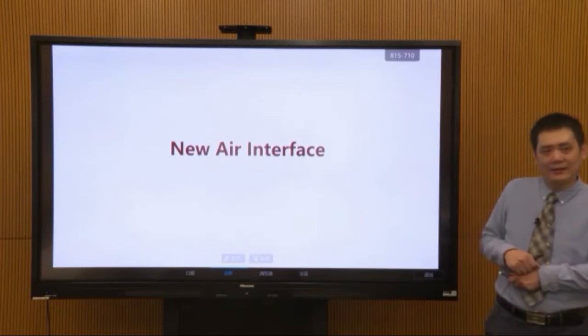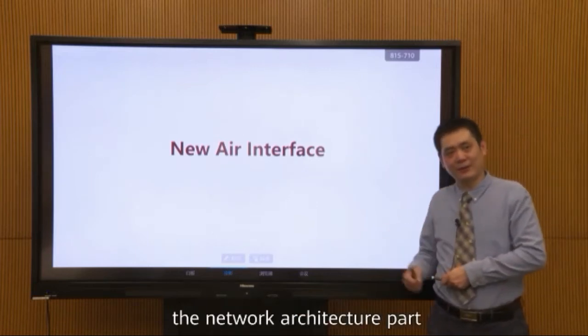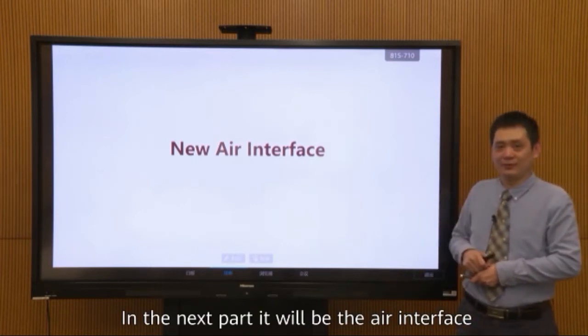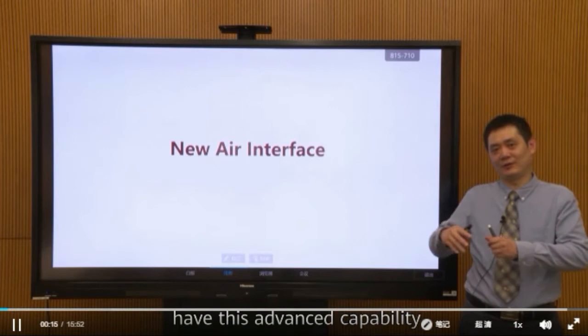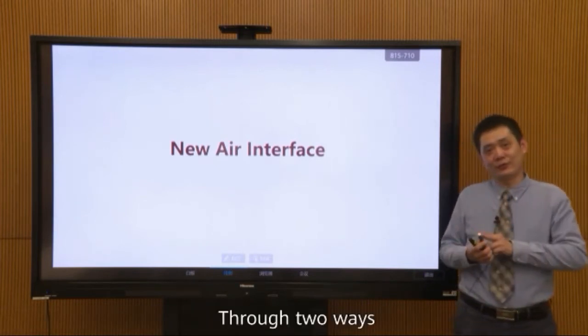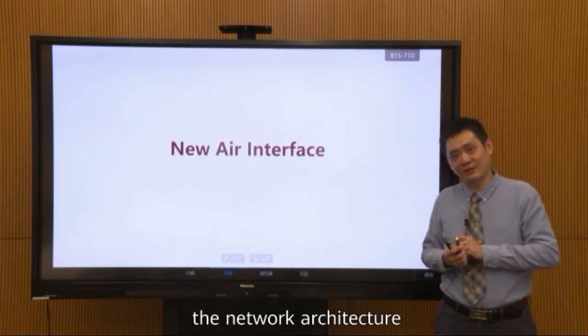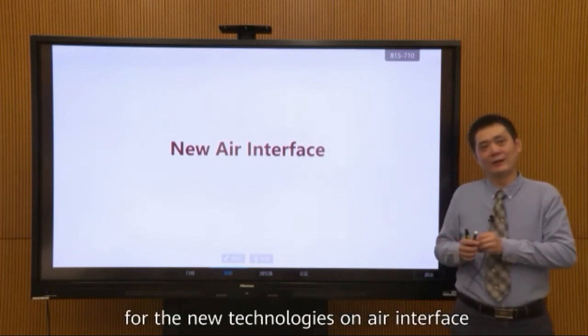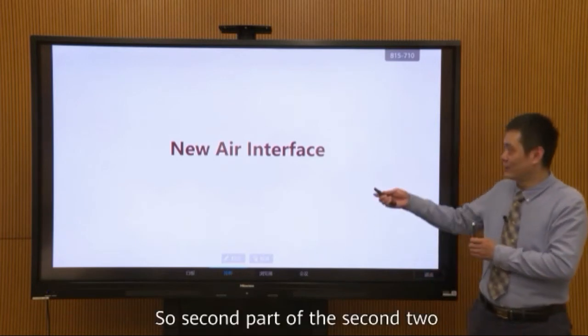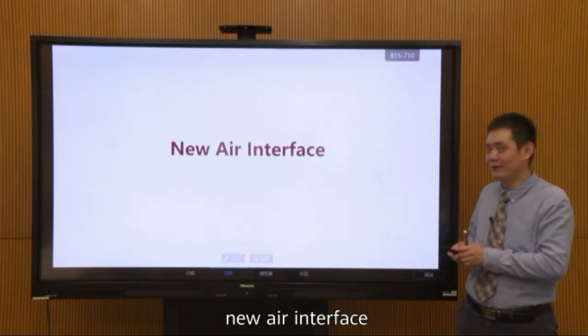Okay, we just finished the network architecture part. Then the next part will be the air interface. So we want to have this advanced capability, right? Through two ways. One way is from the network architecture. The second way is the new technologies on the air interface. Okay. So second part of section 2, new air interface.